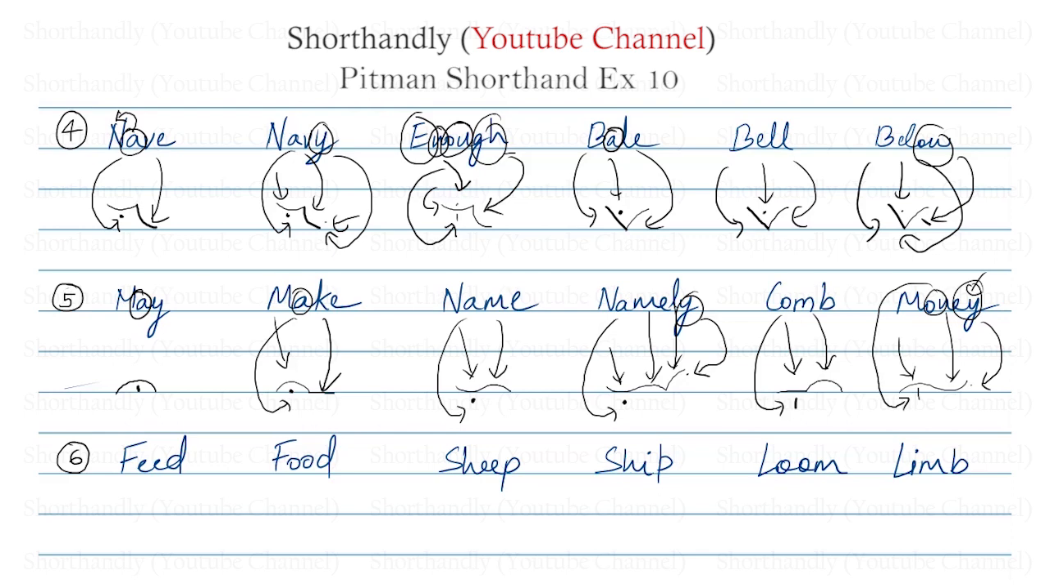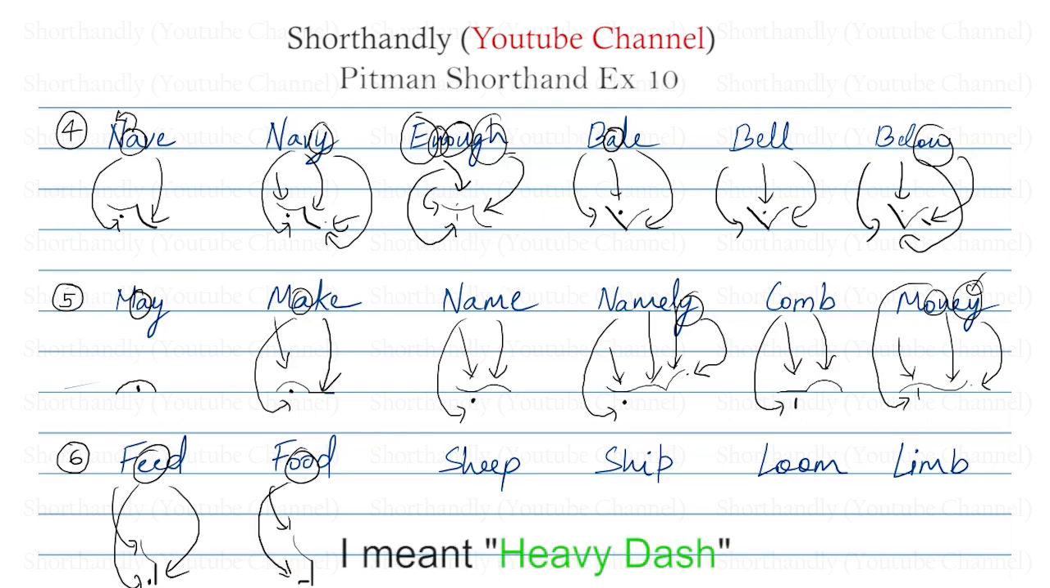Let's move on to the last line. So we have feed. So E sound as in V vowel. So feed will be written like this. This is F, this is E, then this is D. Food. So food will be written like this. This is F, then we have the sound of oo as in two vowel. So that's why we put this heavy dot this time. Right, and this is the final D.